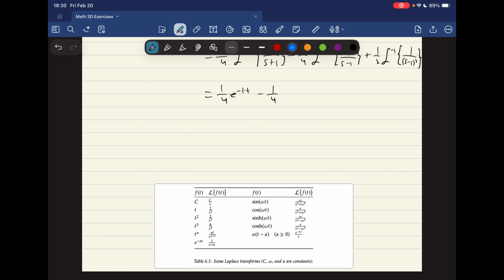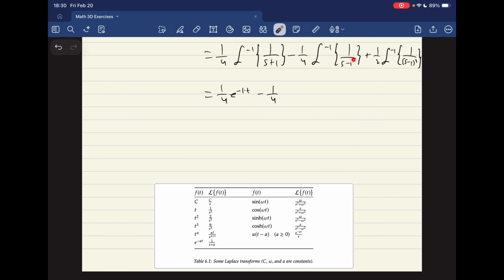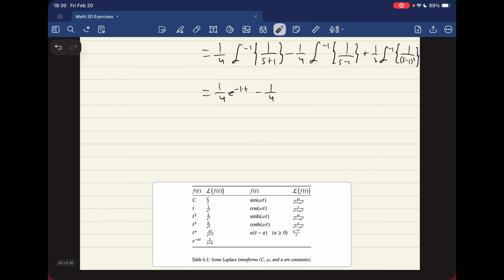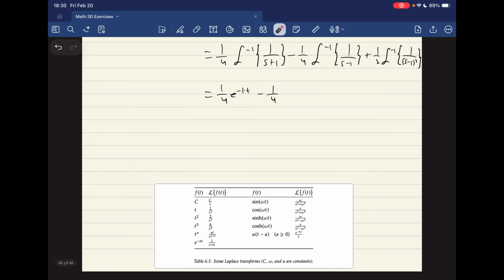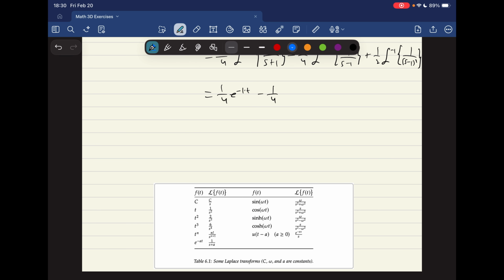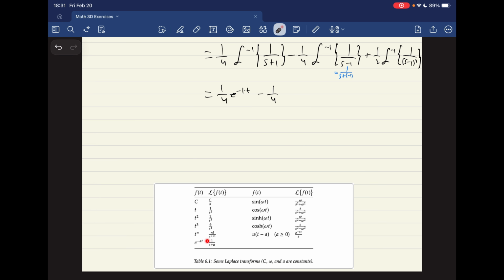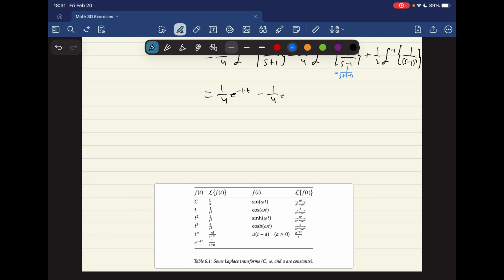And similarly, over here we're doing 1 over s minus 1, which might not look like something that's on our table because we only have plus here. But we can make it look that way by doing 1 over s plus negative 1 instead. And so now a is negative 1 in our transform, so the inverse Laplace transform is going to be e to the negative a t, and now a is negative 1, so this is e to the negative 1 times t.